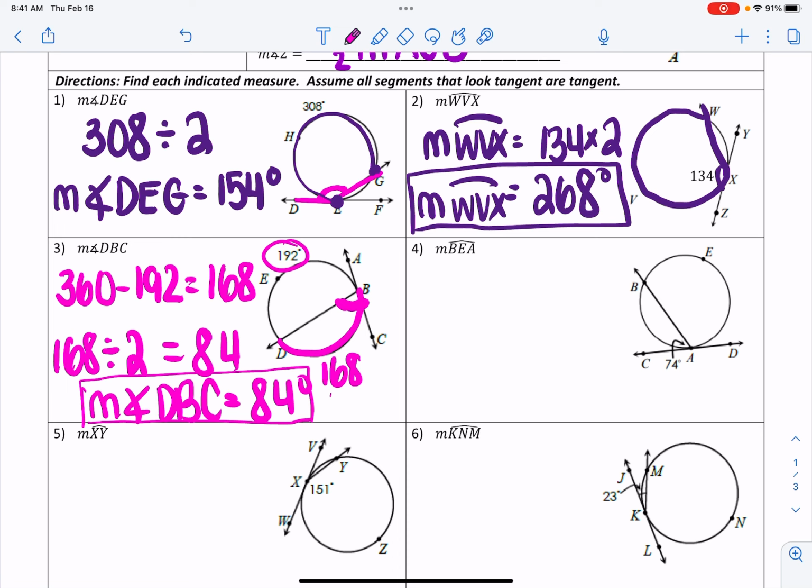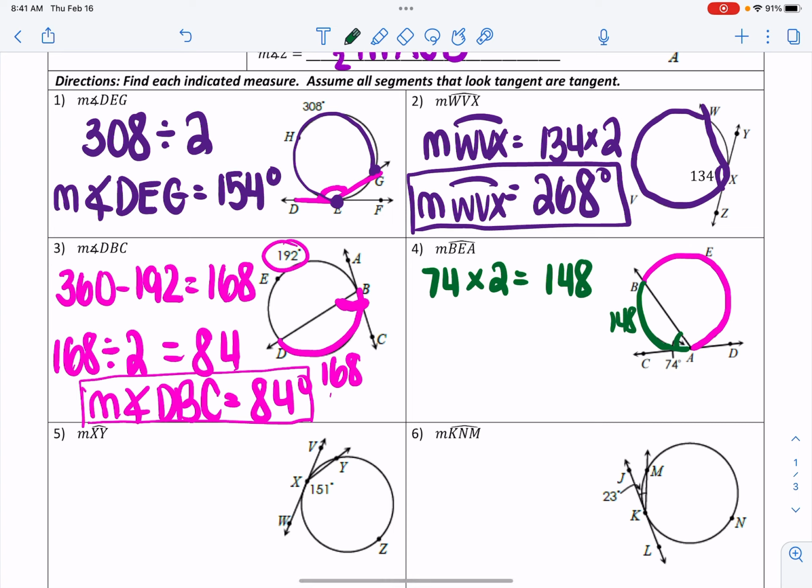Okay. Number 4, similar. So you're going to have to go backwards. BEA is going to be this arc over here. So if I can find the measurement of this arc using the angle that's labeled 74, then I can find it by subtracting from 360. Okay. So in other words, I'm first going to do 74, the angle, multiplied by 2 to find the green arc, and that's going to be 148. That's the green arc.